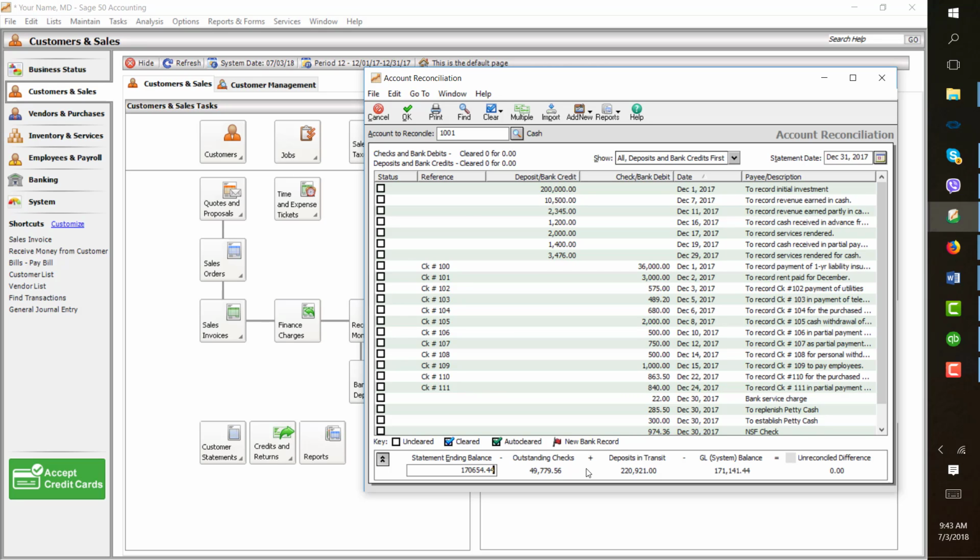Moving along, looking at the bank statement given in this chapter, you are to compare the deposits and other credits from the bank statement with the deposit / bank credit column and click to mark with a check under the status column on the far left of the screen. Only the amounts showing in the bank statement.